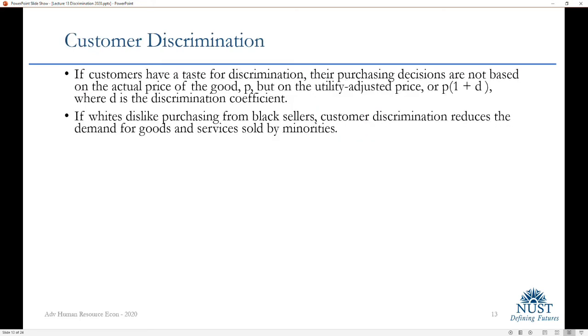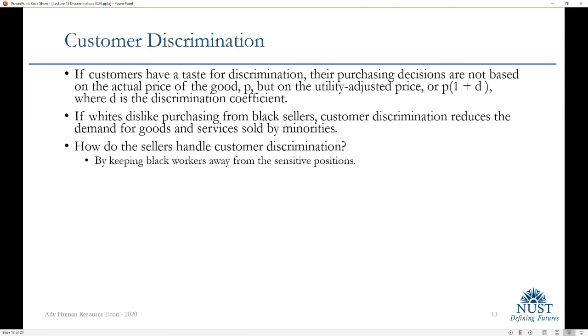Now, customer discrimination. If a customer has a taste for discrimination, their purchasing decisions are not based on the actual price of the good, P, but on the utility adjusted price, or P times (1 plus D), where D is the discrimination coefficient. If whites dislike purchasing from black sellers, consumer discrimination reduces the demand for goods and services sold by minorities. How do the sellers handle customer discrimination? By keeping black workers away from the sensitive positions.